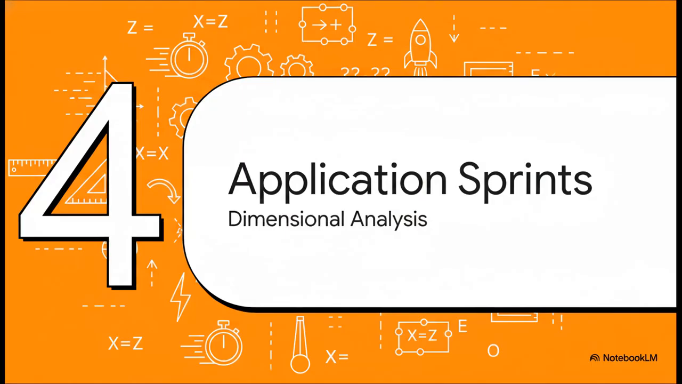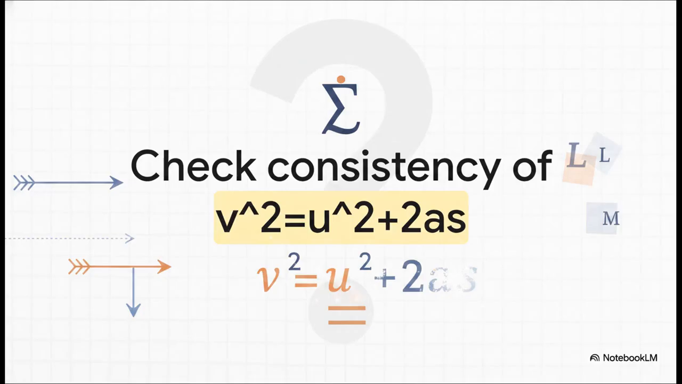Awesome. Let's head into our final stretch. Section 4, Application Sprints. MCQ 8 asks us to check the dimensional consistency of the equation v squared equals u squared plus 2as. We use the principle of homogeneity here, meaning every single term being added or equated has got to match perfectly. V squared is L²T⁻². U squared gives the exact same thing. And 2as, acceleration times displacement, also yields L²T⁻². Everything matches, so it's dimensionally consistent.